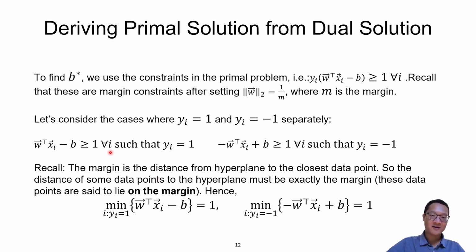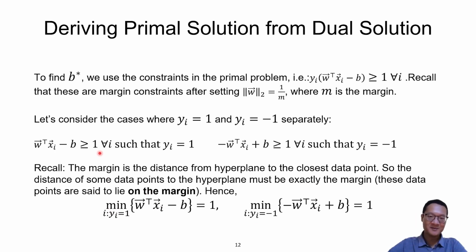So now coming back to the final optimization problem with the constraint that yi times w transpose xi minus b is greater than or equal to 1. Whenever we have equality, that means that particular data point xi is exactly on the margin, the distance between that point and the decision boundary is exactly equal to the margin. So that means that we can actually write down the last two expressions.